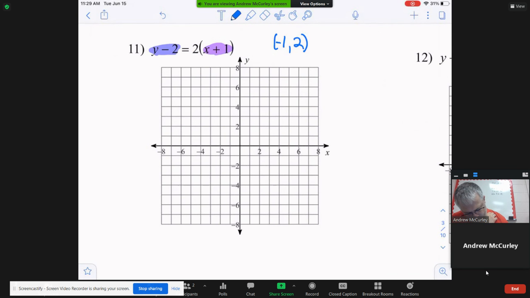So then (-1, 2), that point is definitely on our line. Here's my slope of 2, so I just go from there. Instead of going from a y-intercept, we're just going from there. So it all works the same.